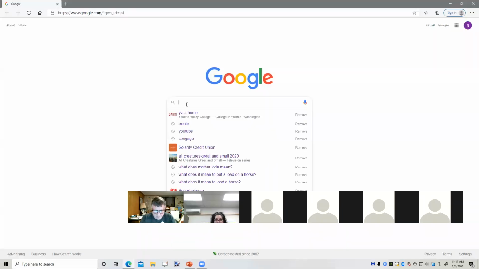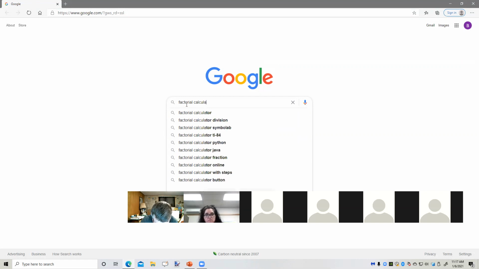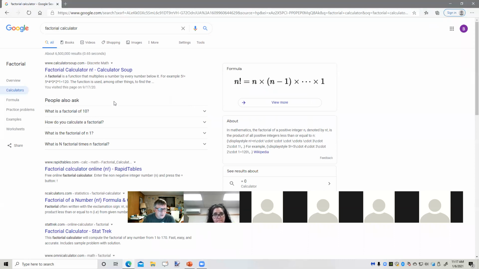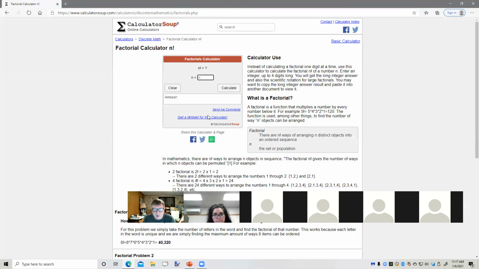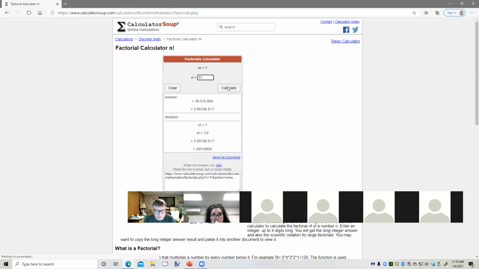So I'm going to type in factorial calculator, and it used to be that the first one that would come up was the nice one, an entire calculator. So all this really does is give you that ability to do a factorial. So the problem that I asked about was 11 factorial. So if I put 11 in there, so that means I'm finding 11 factorial, and calculate it, there it gives me an answer.